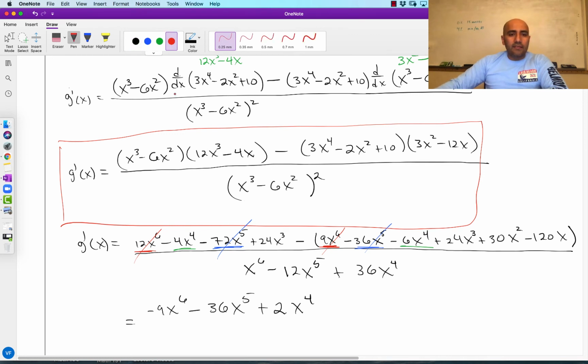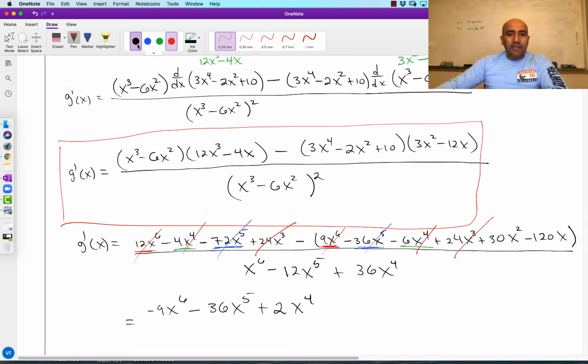Okay, and that takes care of this term and that term. Now minus 24 plus 24, those just cancel. Minus a positive 24x to the 3rd power, minus 24x to the 3rd power, and that takes care of all those terms. So now we just subtract.